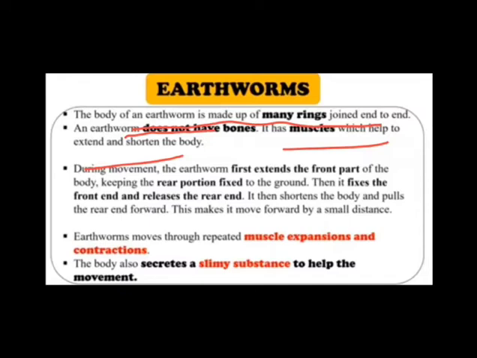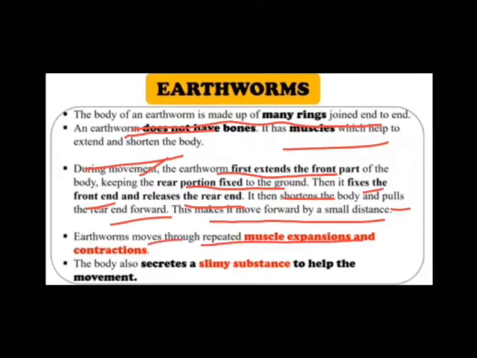During the movement, the earthworm first extends the front part of the body, keeping the rear portion fixed to the ground. Then it fixes the front and releases the rear end. It then shortens the body and pulls the rear end forward. This makes it move forward by a small distance. So the earthworm moves through repeated muscle expansion and contraction. The body of the earthworm also secretes a slimy substance which helps the movement.